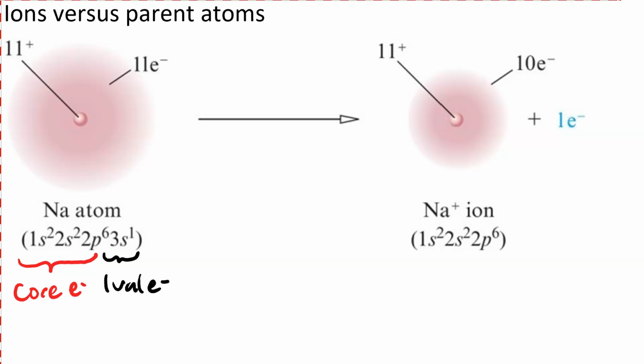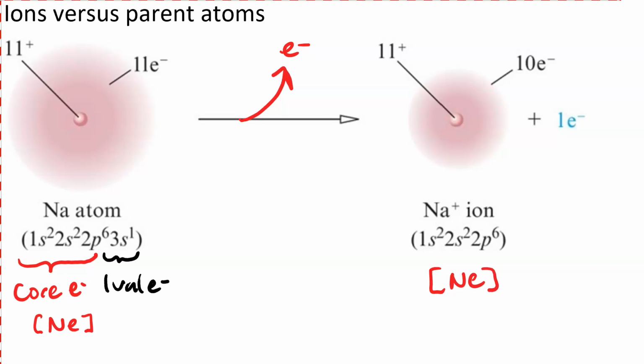At the core of sodium is the electron configuration 1s2, 2s2, 2p6, which is the same as the noble gas neon. Hence, when sodium loses its valence electron to form an ion, the sodium ion has the same electron configuration as neon.